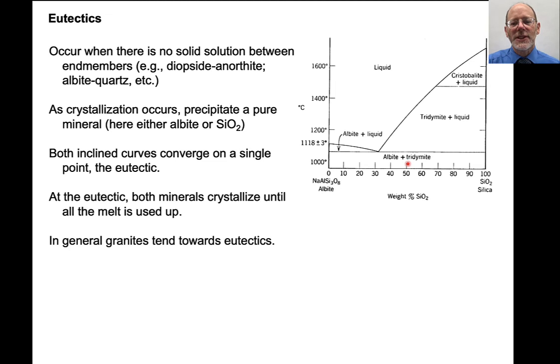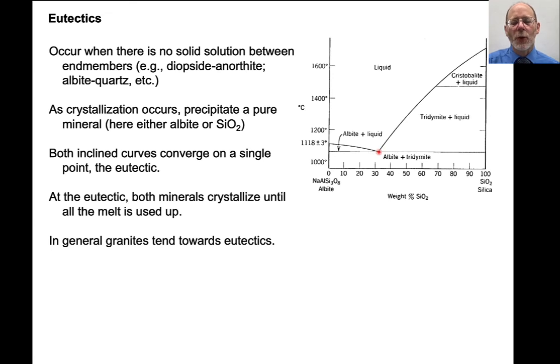In some ways, there are some similarities to the binary loop that we talked about before. Here at high temperature, we have a single phase field, which is just liquid. At lower temperature, we hit these curves, and in these fields, we have two phases present. In this region, it would be high temperature silica polymorph cristobalite plus liquid. Here, it would be high temperature polymorph tridymite plus liquid. In this field, it would be albite plus liquid. And what's important about a eutectic is that these curves converge to a single point here. This is the eutectic.